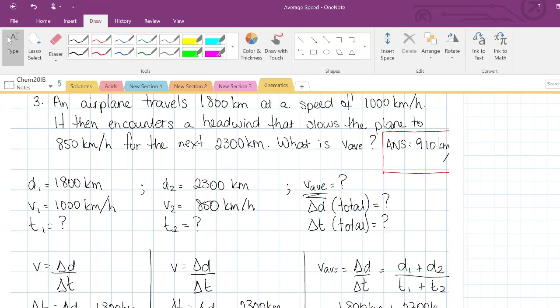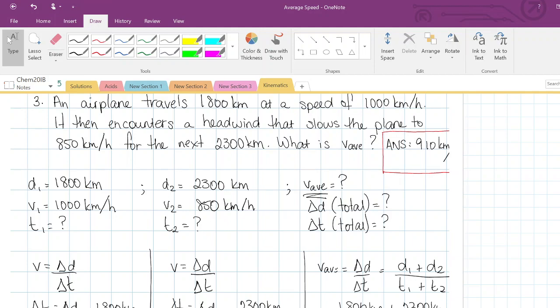In the first part, our first distance is 1,800 kilometers, so that's our D1. Our first speed is 1,000 kilometers per hour, so that's our V1. For our second segment, the distance is 2,300 kilometers, and the speed is 850 kilometers per hour. We want to know the average speed for this particular trip. If you notice, we've got D, we've got V, and we've got T. So we've got the start of our V average is equal to delta D over delta T.